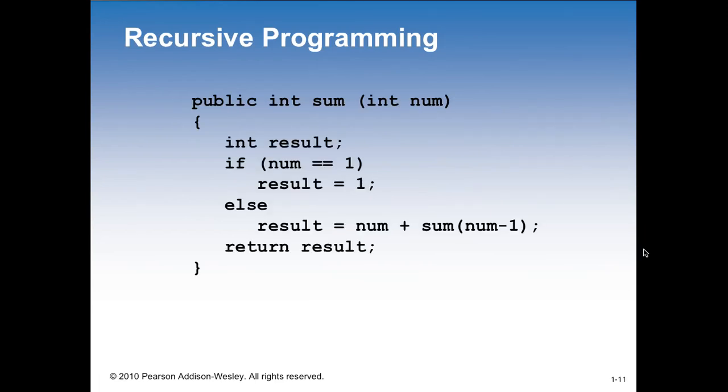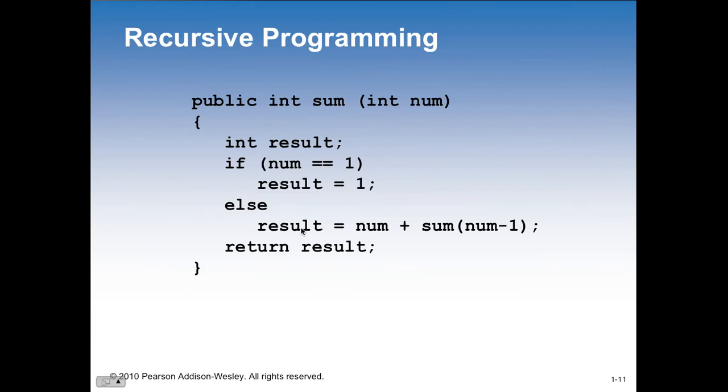And here's that function I was talking about. So we have this public integer sum. It takes one parameter, which is going to be the number. So we have integer result, a temporary variable to hold the result. If n is equal to 1, then the result is equal to 1. And we're done. Well, not really, we're going to return result.